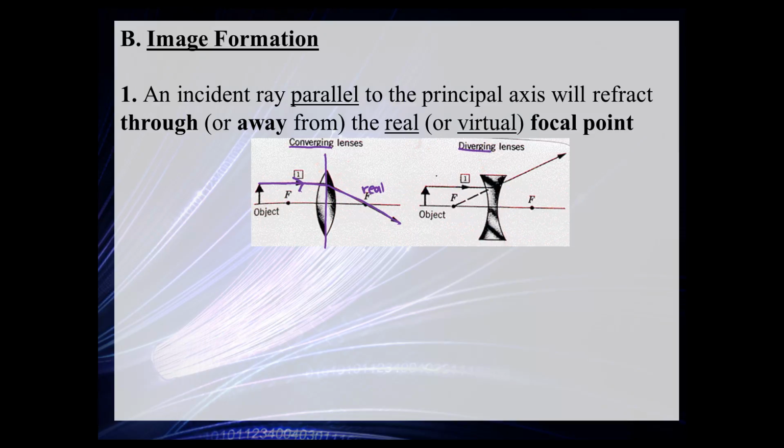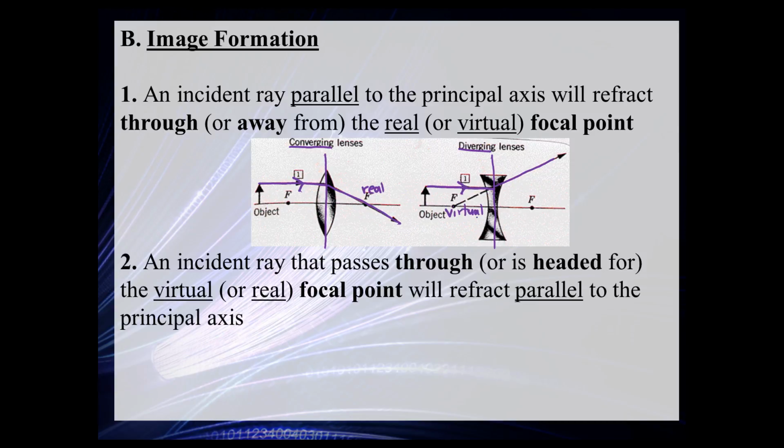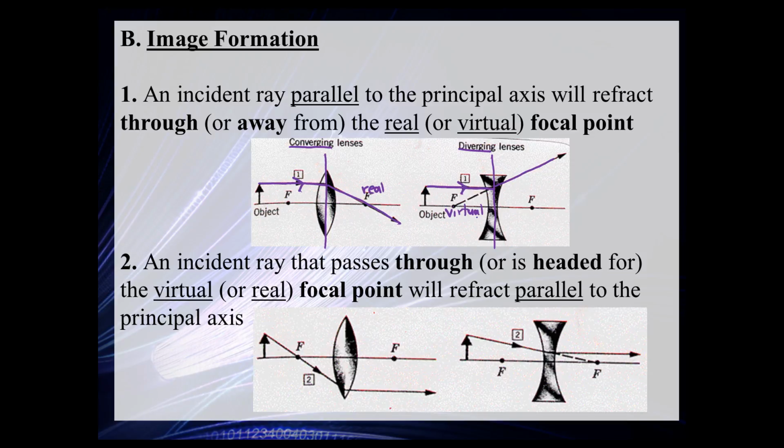For a diverging lens, again, we'll draw a line directly in the middle, or as close to the middle as I can. A ray of light that's parallel to the principal axis is going to refract as if it originated from, this time around, a virtual focal point. Rule 2. An incident ray that passes through, or is headed for, the virtual or real focal point will refract parallel to the principal axis.